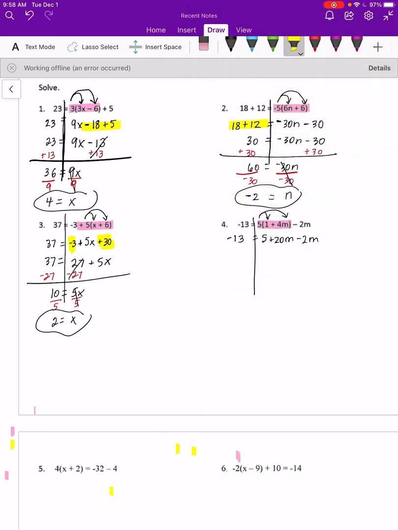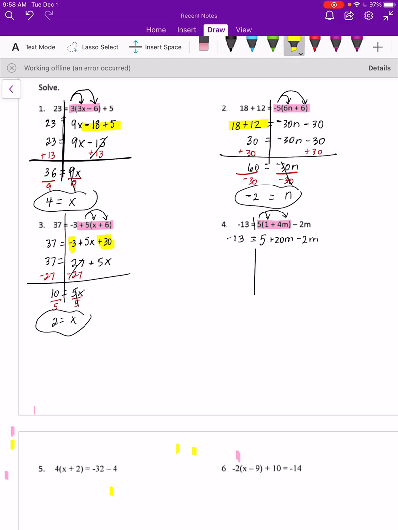All right, now I'm on the hunt for some like terms to collect, so to put together. So -13 is by itself, nothing there. But I have a 5. Oh, nope. Wrong, Mrs. Smith, wrong. So now I got to go back and put that down. I think it was a 5 plus 20m.